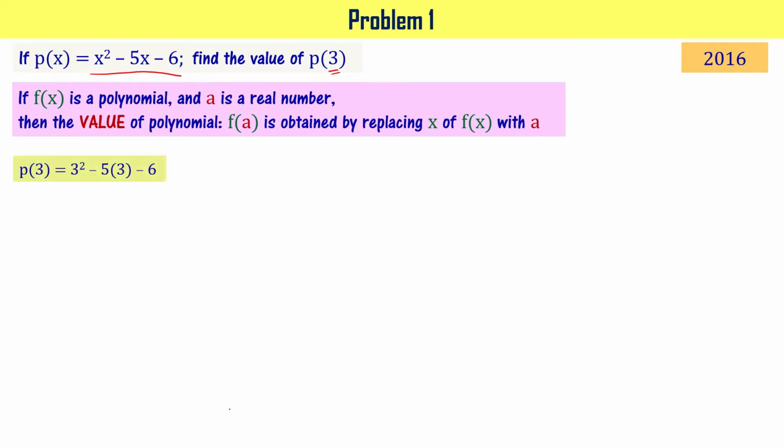Let's do that. So p of 3 is going to be 3 square minus 5 times 3 minus 6. When you simplify it, you get the answer as 12, right? So value of p of 3 is 12. This is what we are asked to find.